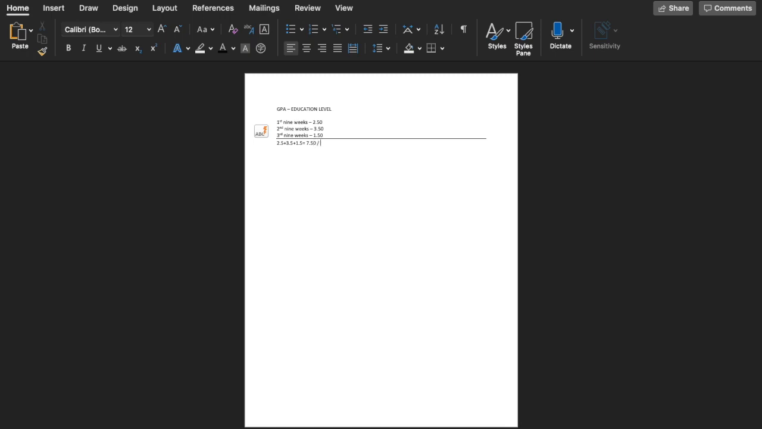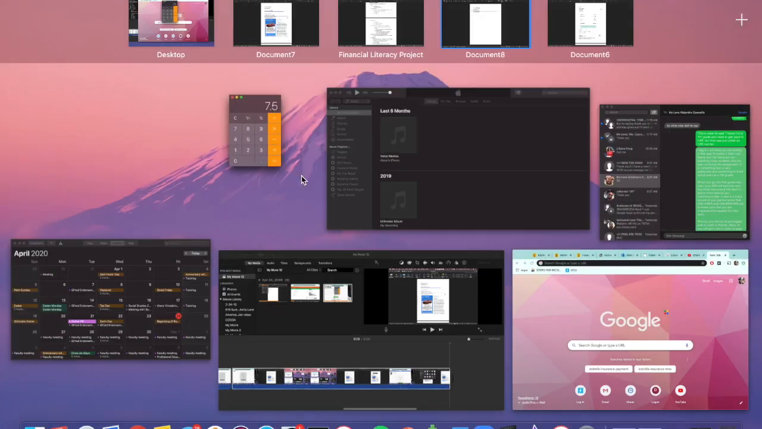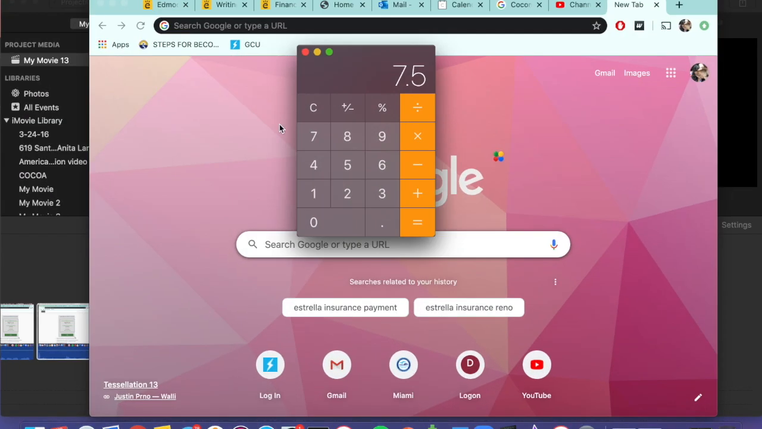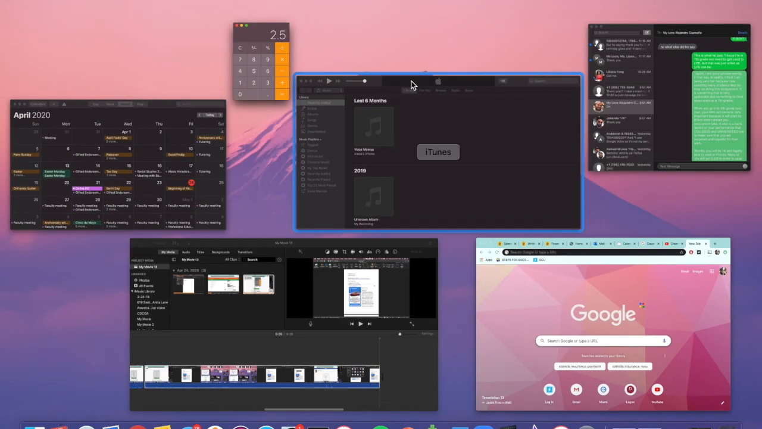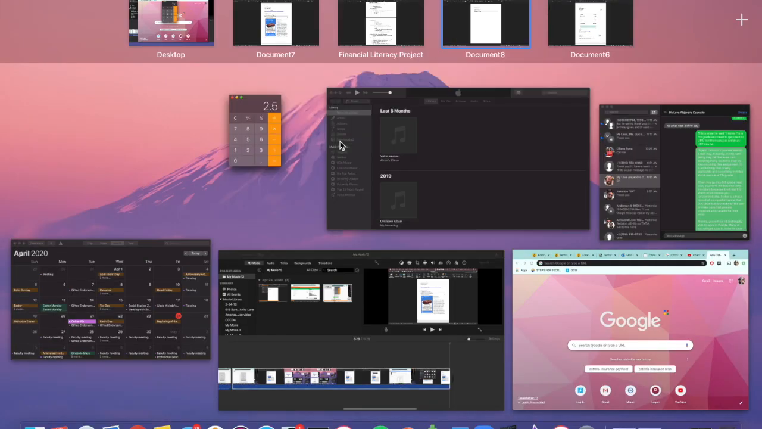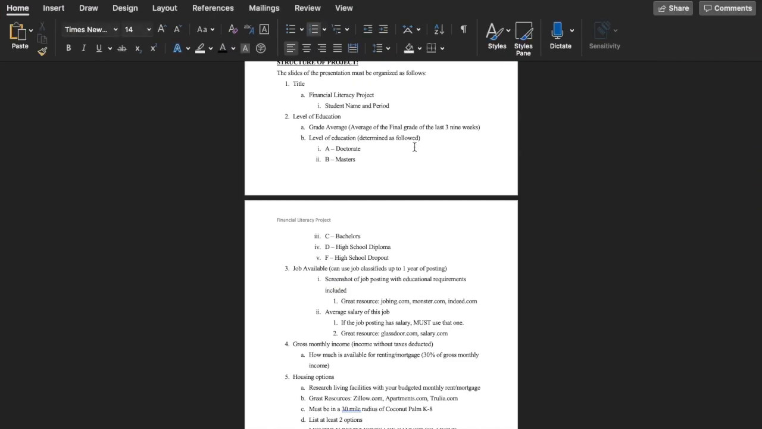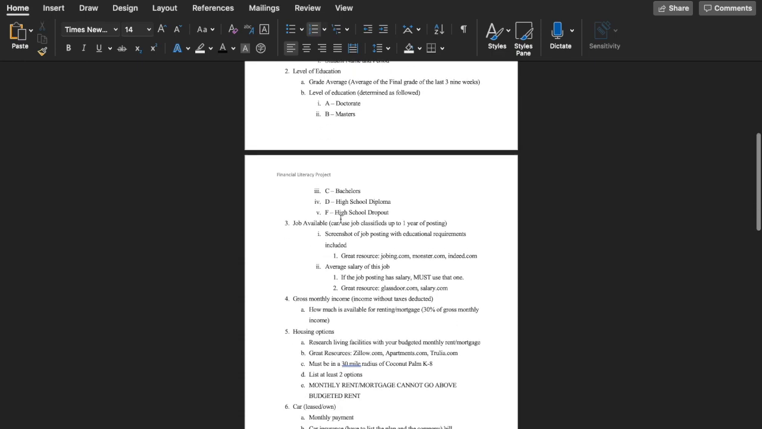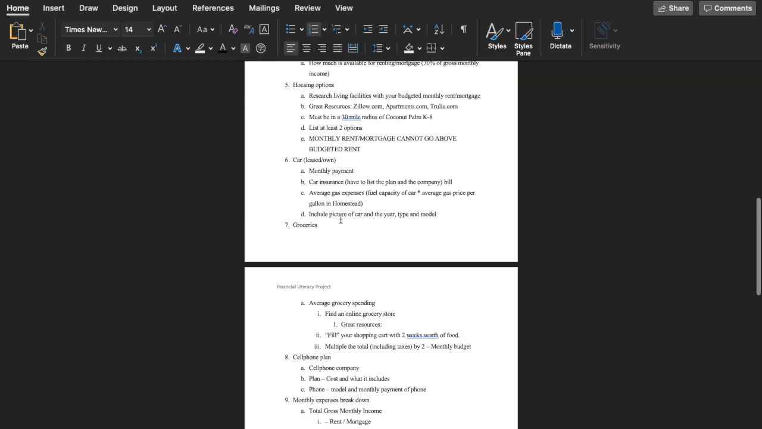And we are going to divide this by 3, because in order to get the average, you have to add and divide by how many numbers there are. So we're going to divide this by 3. That's going to equal our average GPA, which is a 2.50. Now that we have that number, we're going to go back into the instructions and see the level of education that we would have. So a 2.5 would be considered a B.